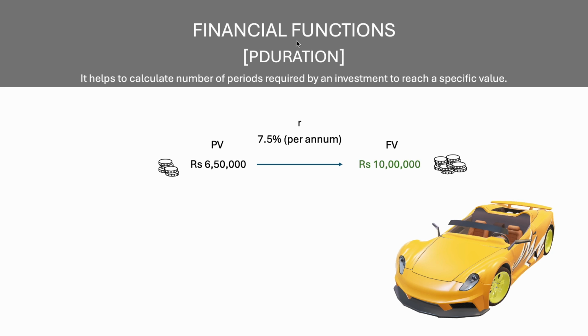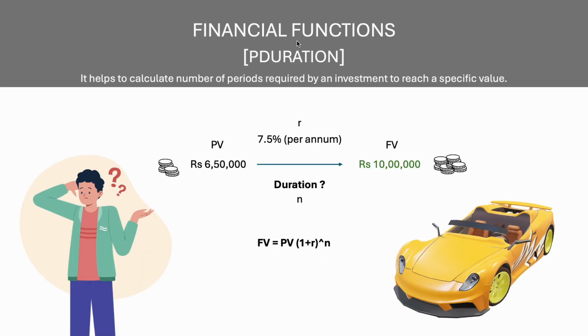We can even calculate it manually, because in our school days we learned the compound interest formula, where the amount is equal to P into, within the parenthesis, 1 plus R to the power of N. So we have the future value formula, where future value is equal to present value into 1 plus R to the power of N. If you take the logarithmic function, you can arrive at N equal to log of FV minus log of PV divided by log of 1 plus R. With this formula also, you can calculate manually how much time it will take for his investment of 6,50,000 rupees to grow to 10 lakh rupees. But instead of going the manual route, we will apply the PDURATION function in Excel. So let's see how we can use this function to calculate the duration.